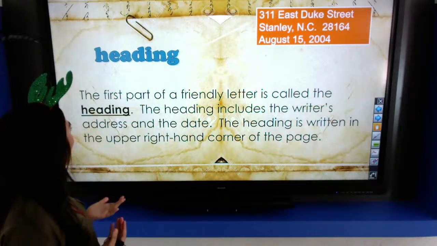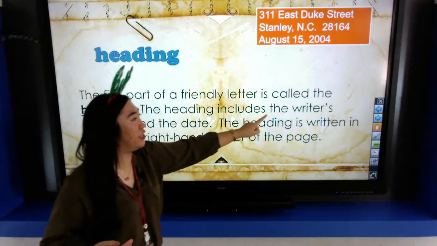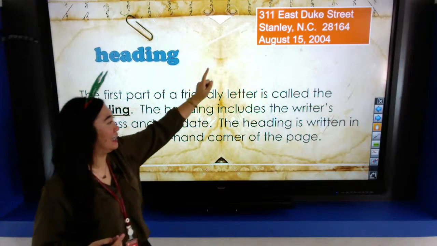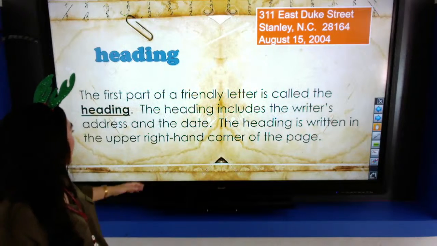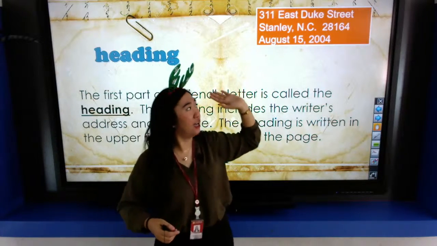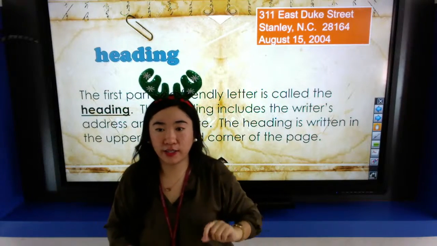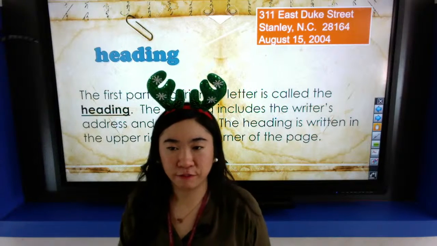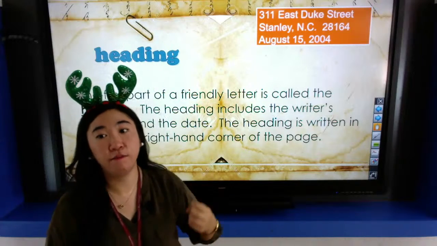When we say heading, what is it? It includes the writer's address and the date. The heading is written in the upper right corner of the page. So it is on the right side of the page that you are writing. So what are you going to write in the heading?